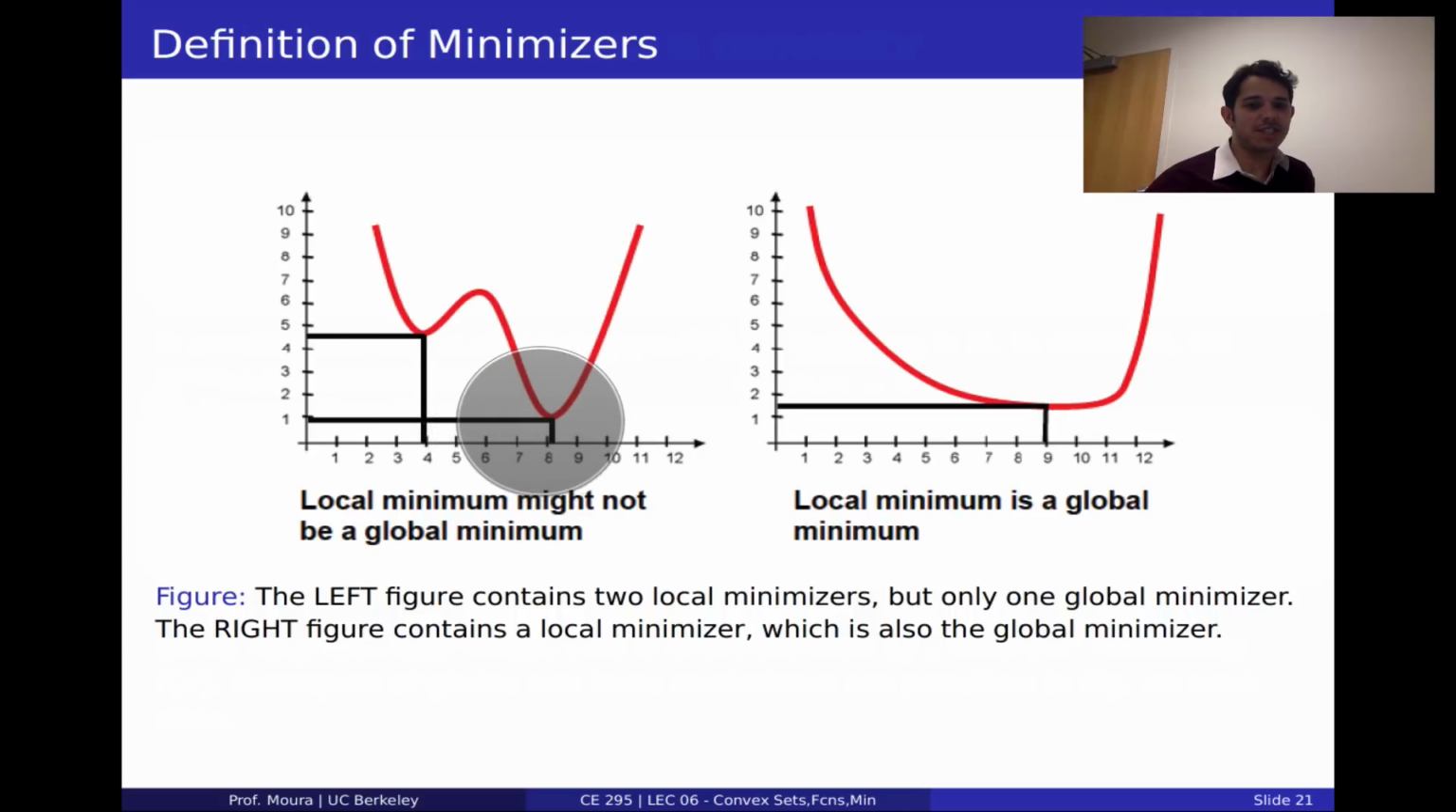However, it turns out that further away there's another local minimizer, x star equals 8. And it turns out that for x star equals 8, that gets a lower value of f than x star equals 4. Okay, so these are both local minimizers.